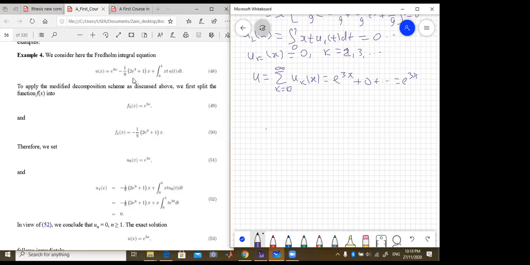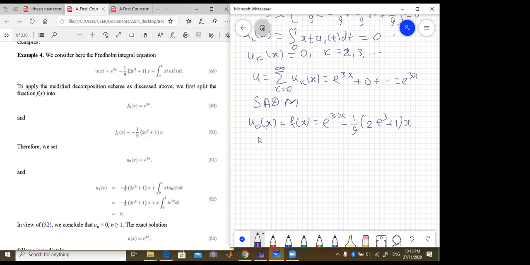Okay. Now the same problem, you see, in 2 steps I got the exact solution, e to the 3x. So this is our solution. Now if I use the usual standard procedure, I will apply standard ADM. In the standard ADM, u0 is chosen as f of x. F of x is minus 3x minus 1 over 9 (2e cube plus 1). Actually, my x is outside.